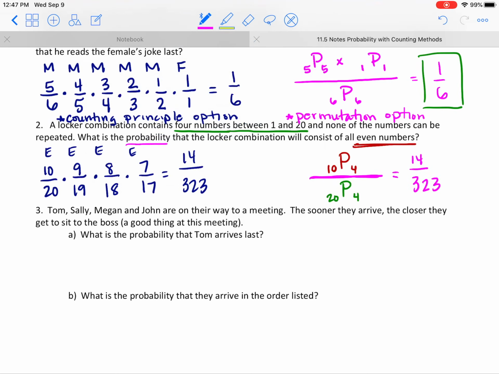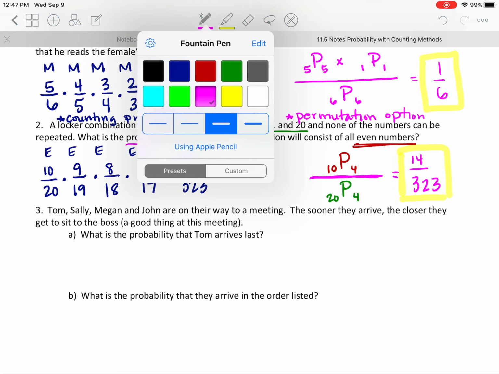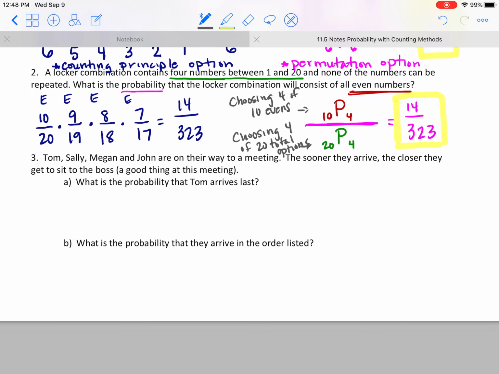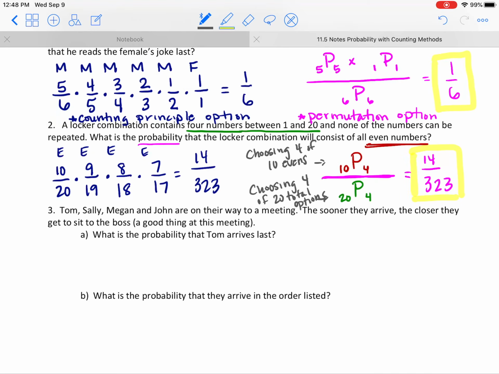14 out of 323. Let's just highlight. Okay, and just because I want you to have good notes later when you come back to this, this was here, choosing 4 of 10 evens. And then here on the bottom, we were choosing 4 of 20 total numbers, or 20 total options. Okay? I'm just trying to help you see what's going on, and hopefully this is making sense. Okay, let's try one more time, and then we're going to switch gears and look at some combinations.